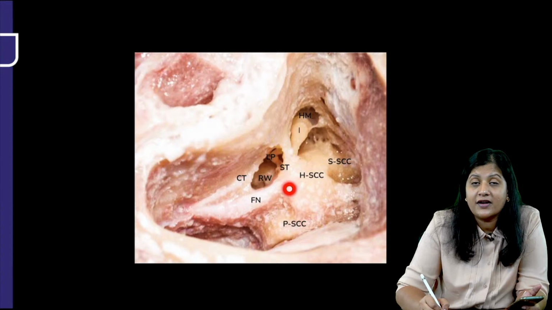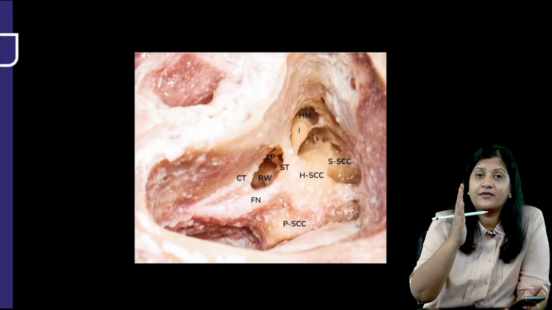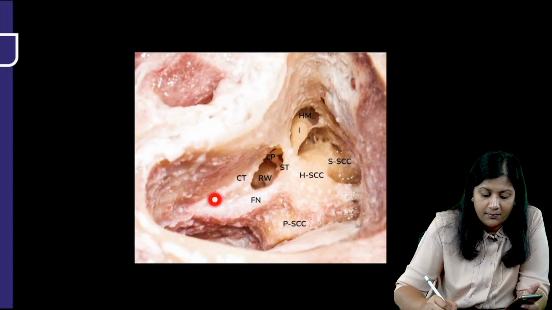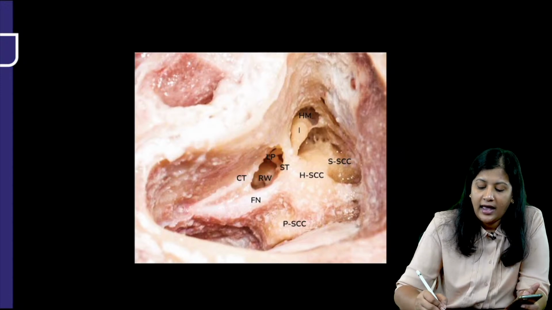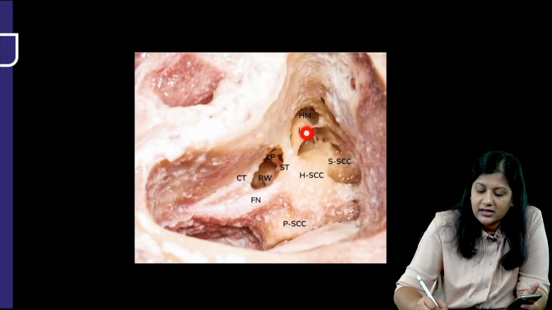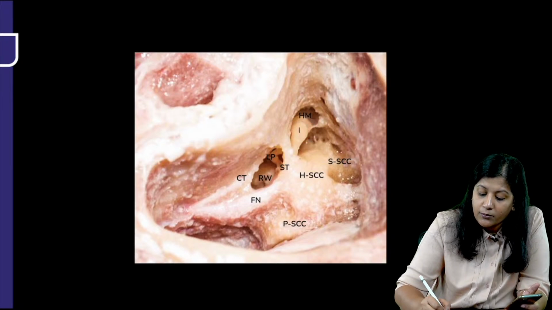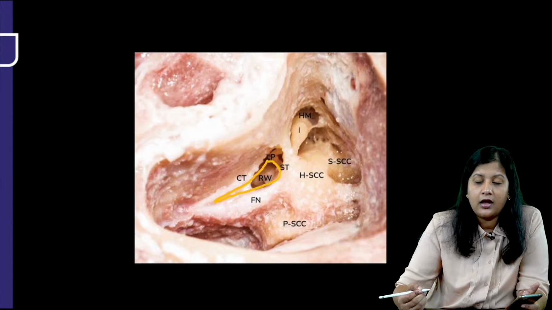Which part of the facial nerve is in the mastoid? The vertical part. It gives a branch. This is your chorda tympani nerve. Okay, and here you can see the incus above. This is your fossa incudis. Now if I remove the bone in this triangle, what will happen?